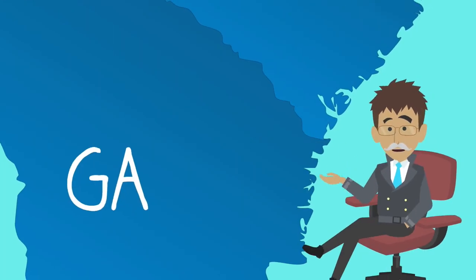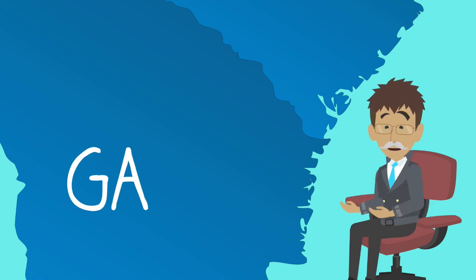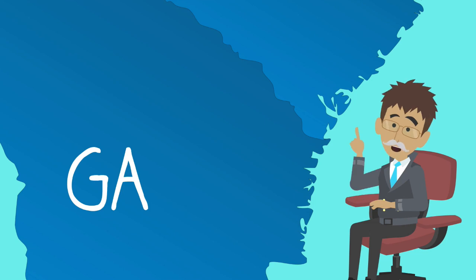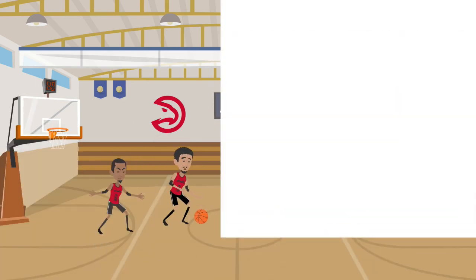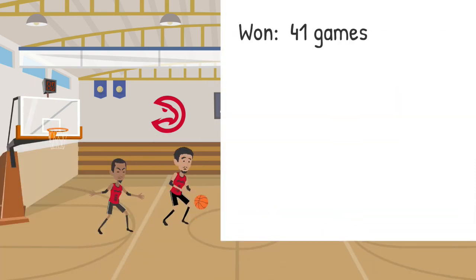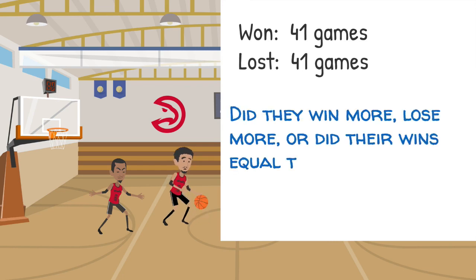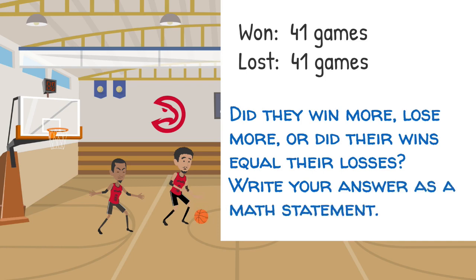In my mathematical world, I have one little problem. I was looking at some Georgia sports teams. Help me understand how they performed in 2 recent years. For the 2022-2023 season, the Atlanta Hawks won 41 games and lost 41 games. Did they win more, lose more, or did their wins equal their losses?